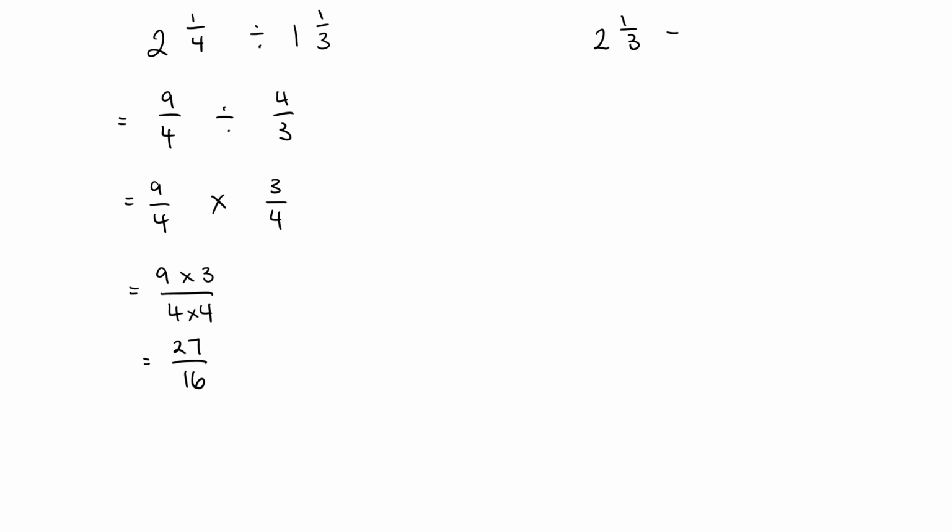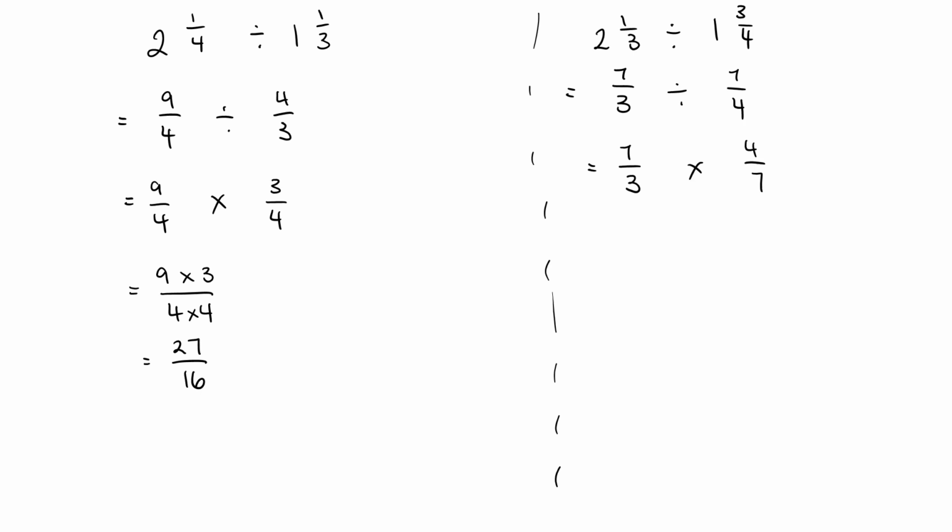Now, feel free to pause here if you'd like to give this a go by yourself, otherwise just stick with me. Same idea, we're going to make it improper first. So I've got 7 over 3, I'm going to keep the divided, and I'm going to go 7 over 4. I'm now going to KFC, so keep, flip, and change.